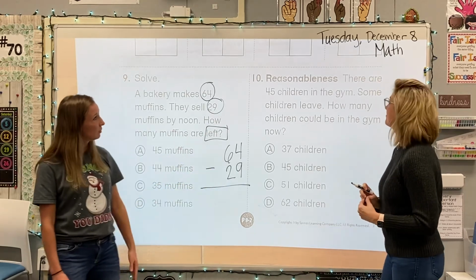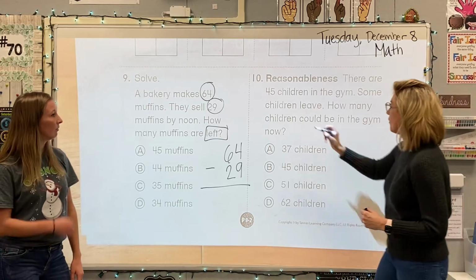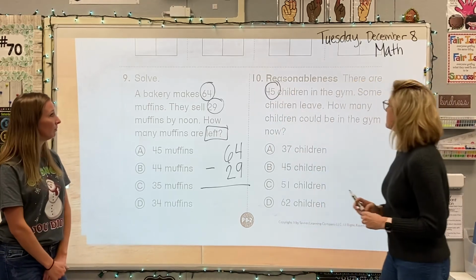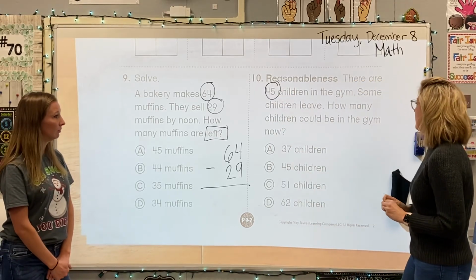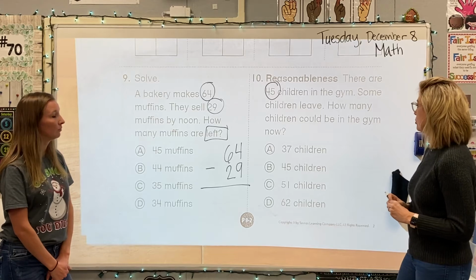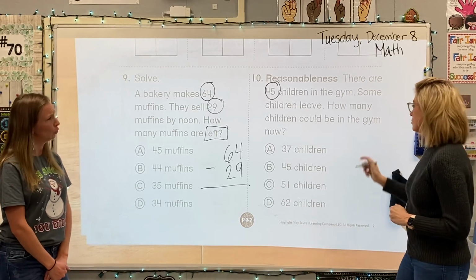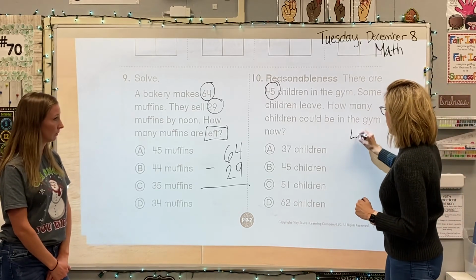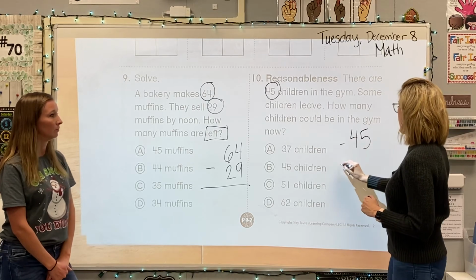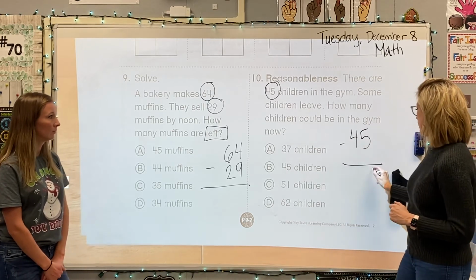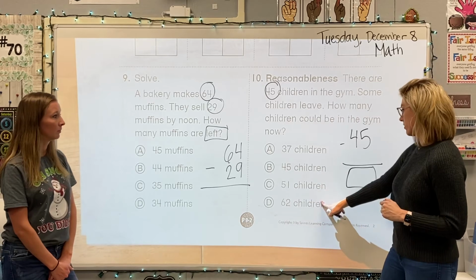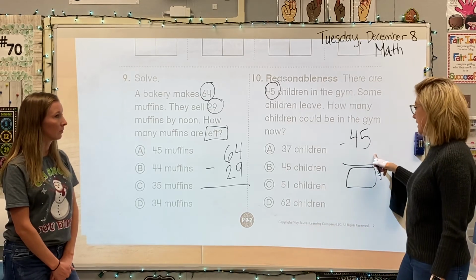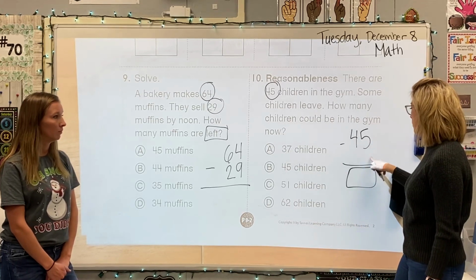All right, what does number 10 say? There are 45 children in the gym. Some children leave. How many children could be in the gym now? Ooh. So we know that it started with 45. We know that it's subtraction. And we know that one of these is the answer. So if I'm subtracting, I start with my Big Daddy and I always get less.